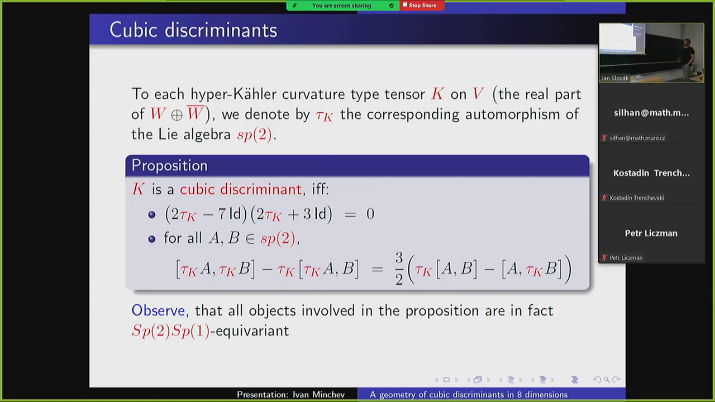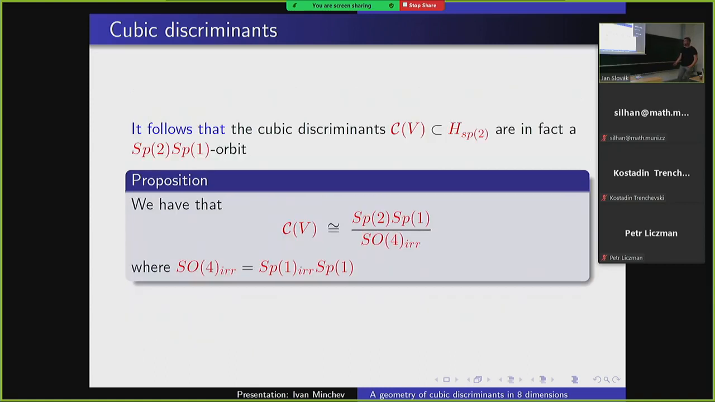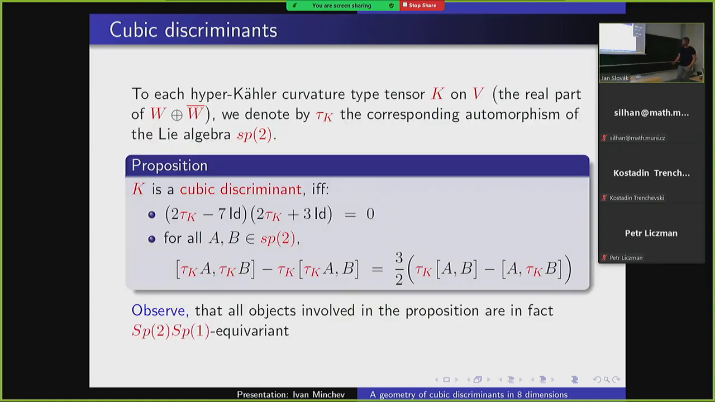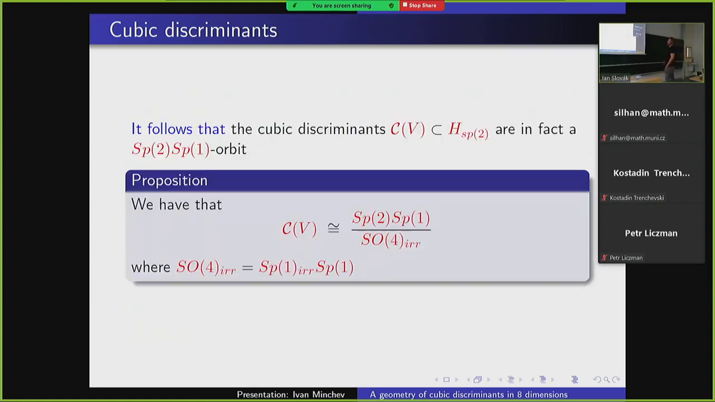We just use the Lie algebra bracket on SP2, which means that this orbit, the cubic discriminants, is preserved by the larger group, not only SP2, by the larger group SP2 times SP1. So we can enlarge this group by one more factor SP1. And then looking at the stabilizer of the cubic discriminant in this larger group, we find out that this is exactly SO4 irreducible. That's how SO4 actually comes into the whole thing: just the stabilizer of a cubic discriminant in this larger group.